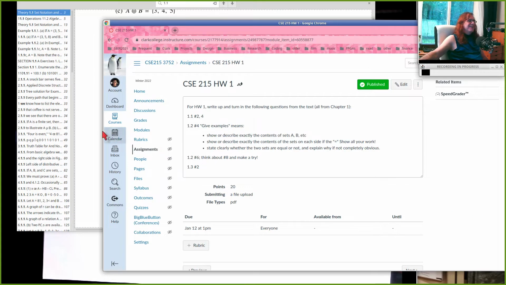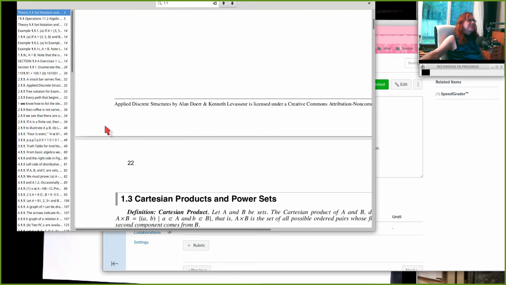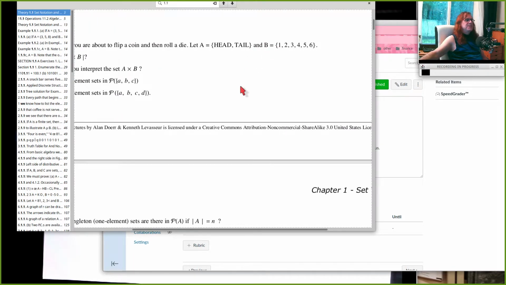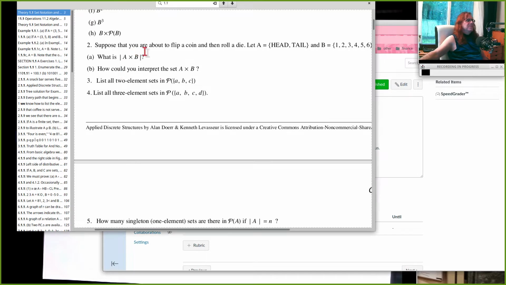All right, and then 1.3, take a shot at number 2. So 1.3 is using Cartesian products, which we talked about on Monday. It's just defining two sets A and B, and then asking you to look at their Cartesian products, see how many things are in there, and think about the physical interpretation of what the Cartesian product of A and B in this case might be. So that's the thought exercise.